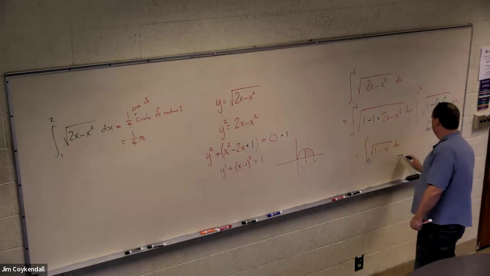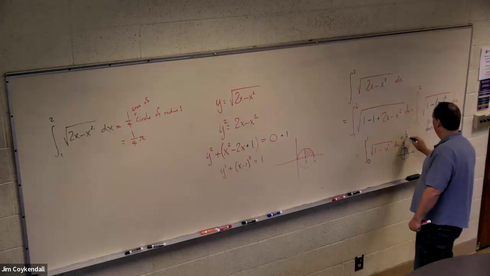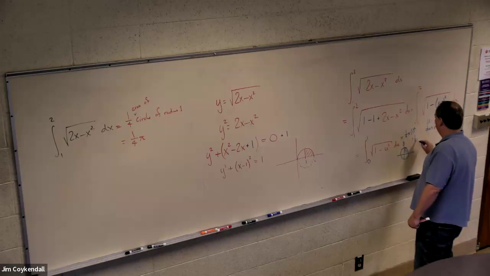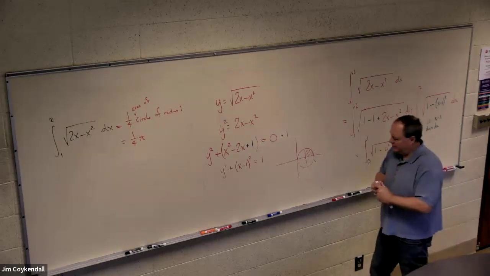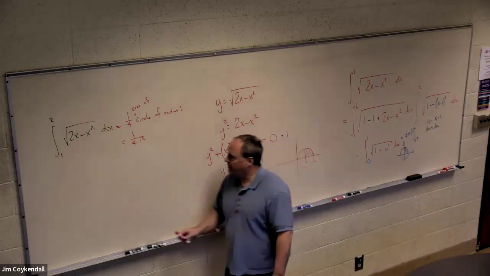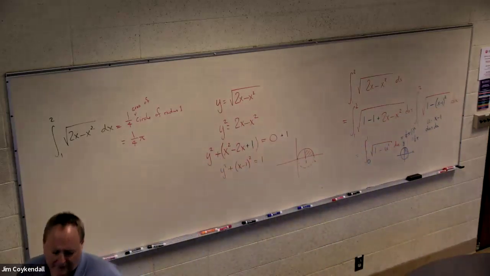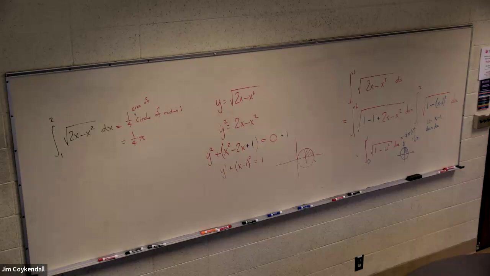And this one's a little bit easier to see. This is a circle, radius 1, and you're integrating it from 0 to 1. So this is one quarter pi times 1 squared. Same. Okay. Any questions on that?